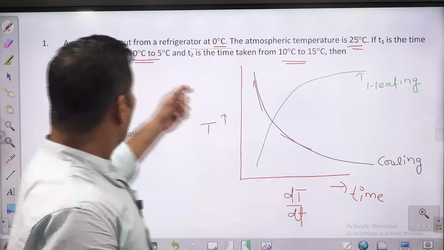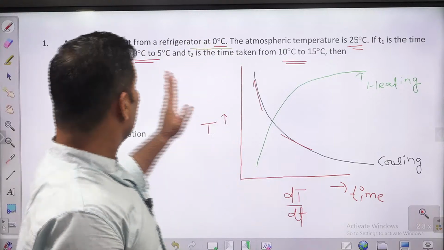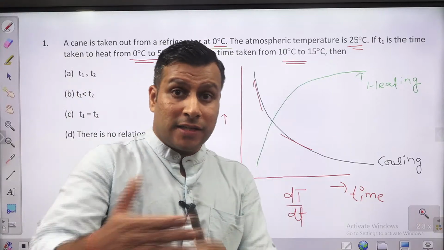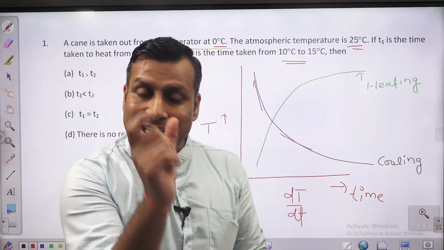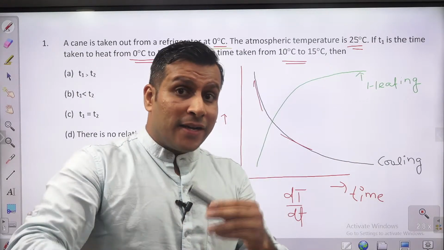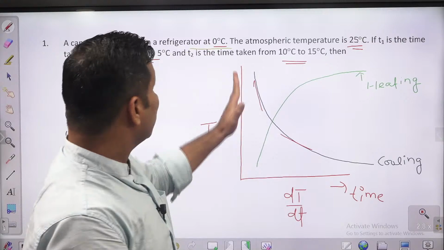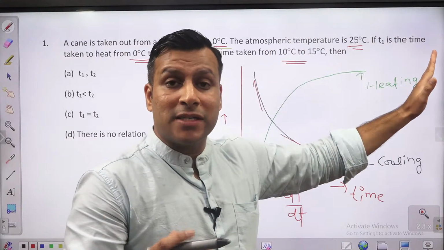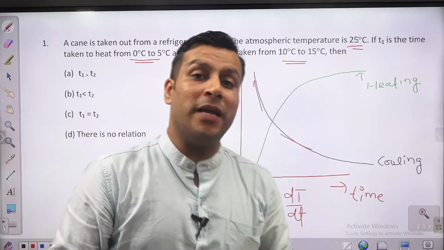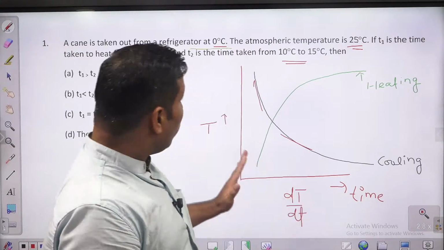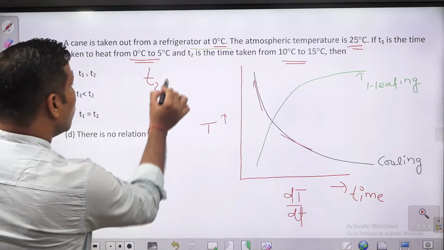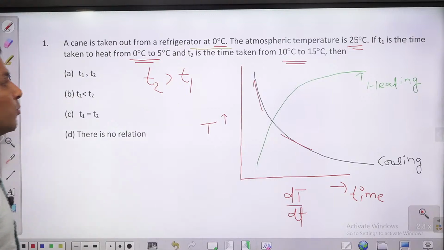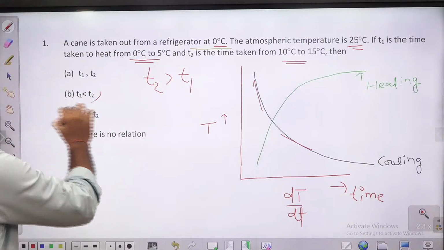So when the can is at 0 degrees Celsius and you are bringing it to 5 degrees Celsius, the temperature difference is much higher, so the heat transfer will be much faster and the time T1 will be lesser. But further, the temperature change from 10 to 15 will be much slower. Why? Because the rate of heat transfer will be lesser. So the rate of heating or cooling decreases. That's why T2 will be more than T1. That's why the right answer is B, not C.